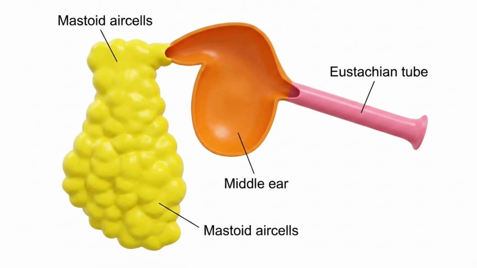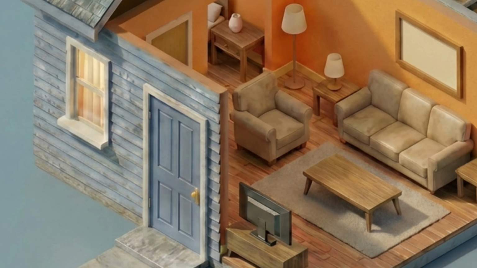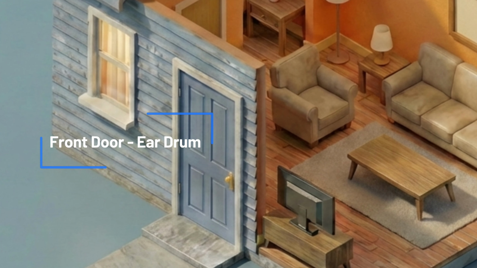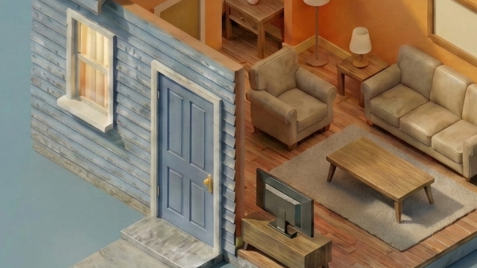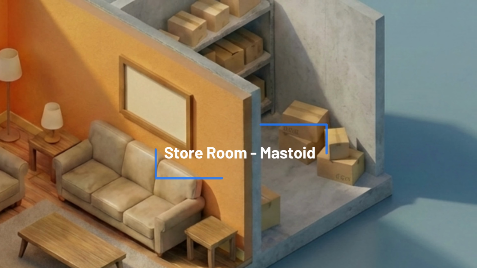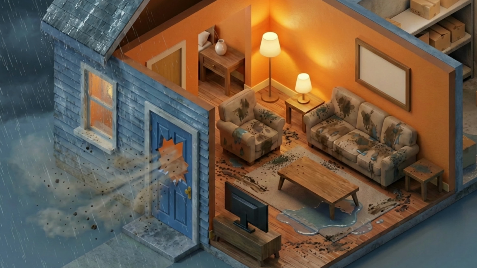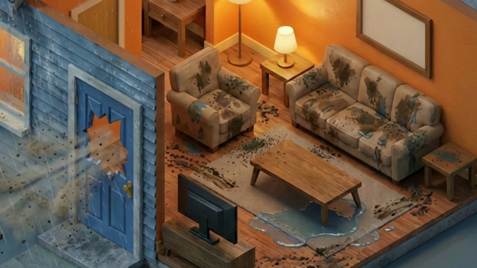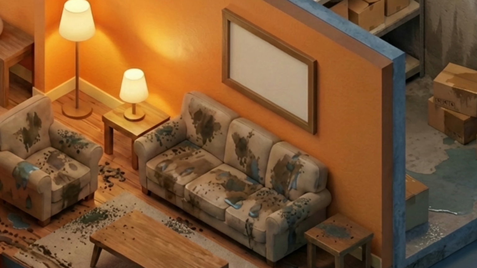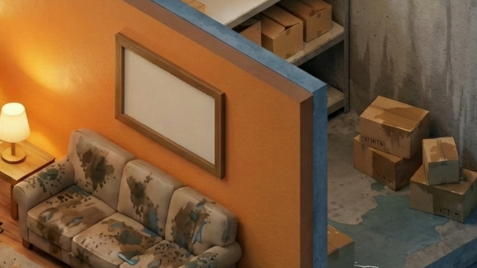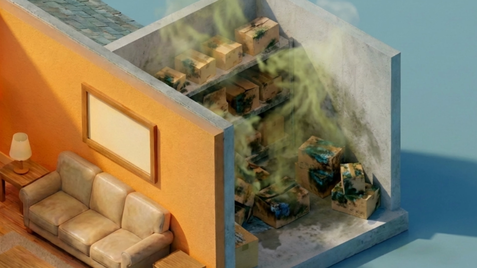If you have seen my previous video on tympanoplasty, I have compared the eardrum with the front door of the house and the middle ear as the living room. Now think of mastoid as the attic or the storage space. If there is a hole in the front door, dust and water and dirt not only enter the living room, they can also enter the attic or the storeroom. Now merely patching the front door does not take away the rot from the attic.